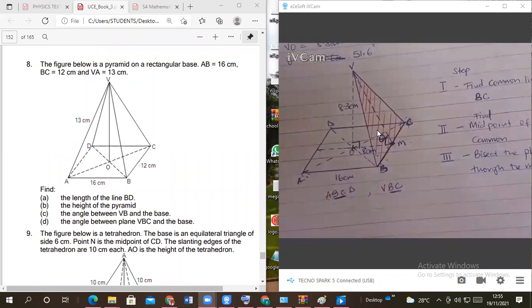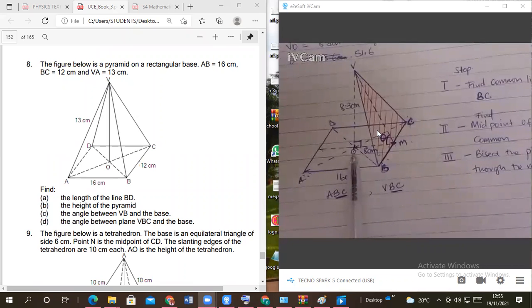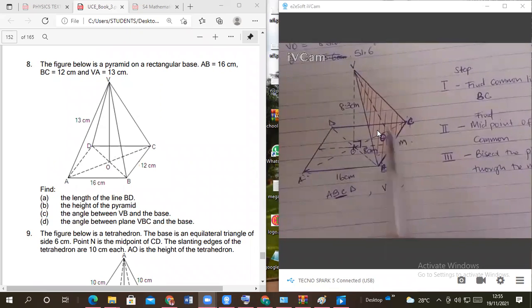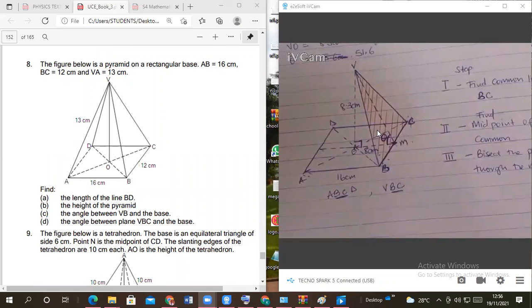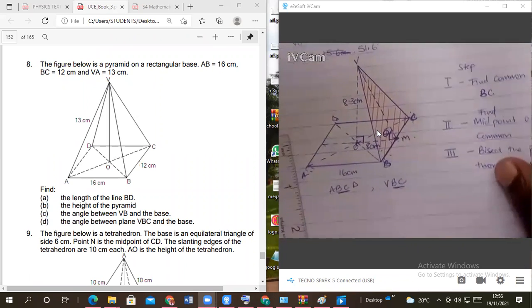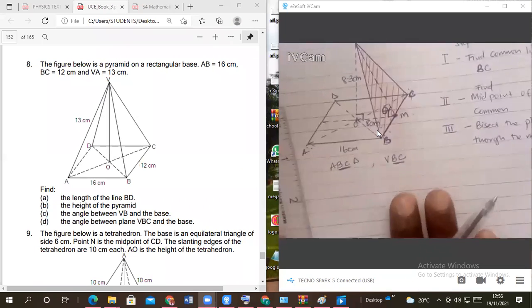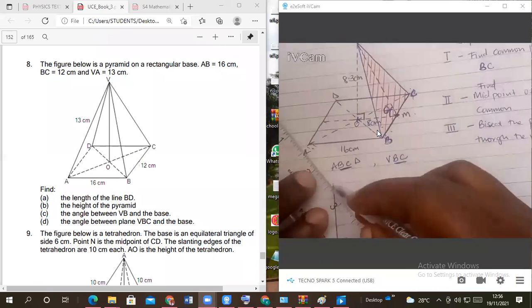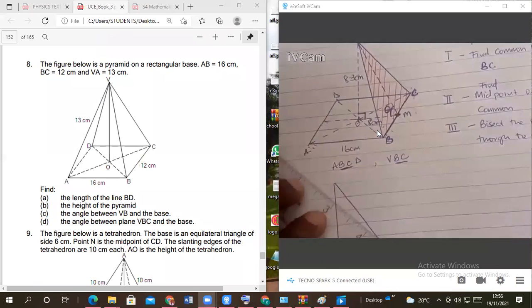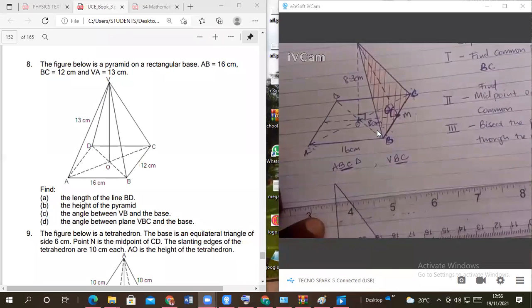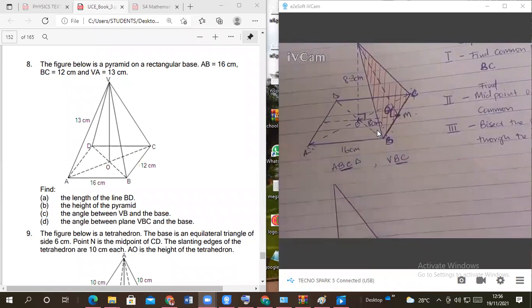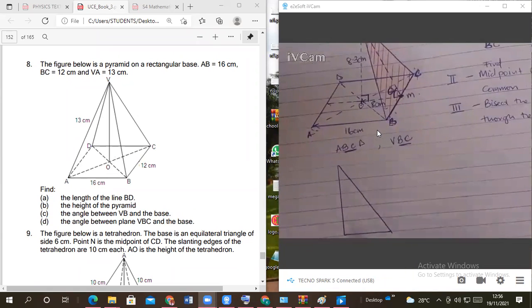So now we have got a triangle OMV, and that triangle OMV is the triangle we are going to use to find the angle between the planes. I don't want you to just sit there, so I'm going to give you a question like this one, and you do it on your own.